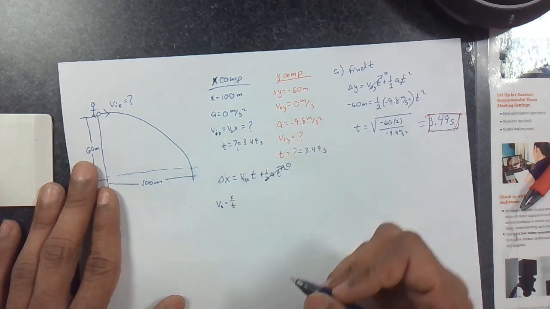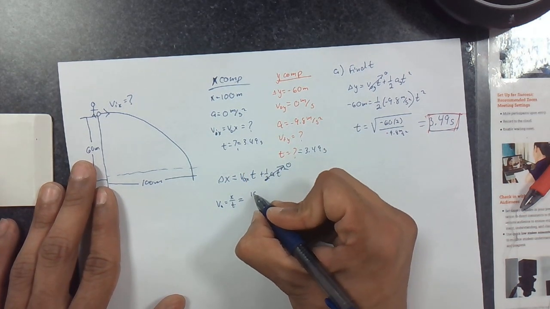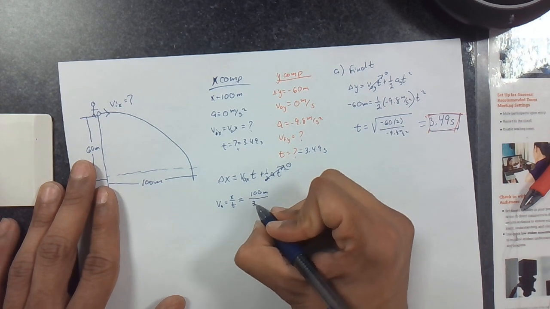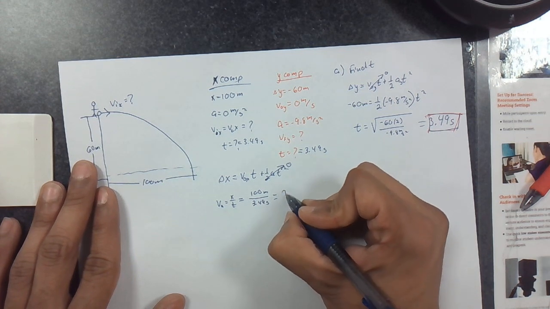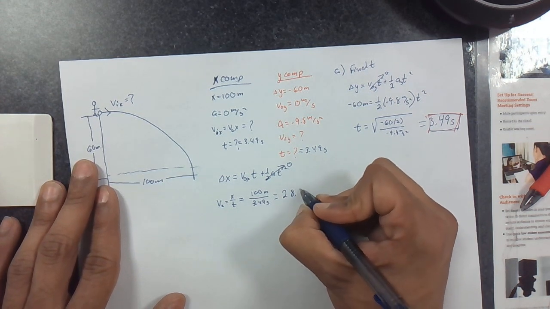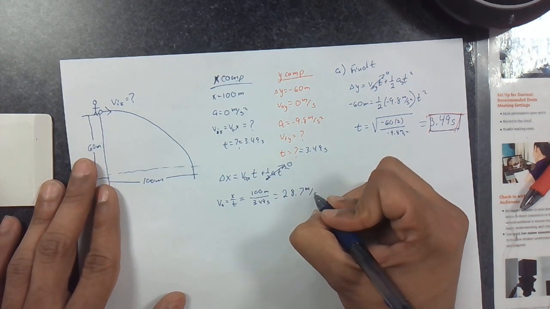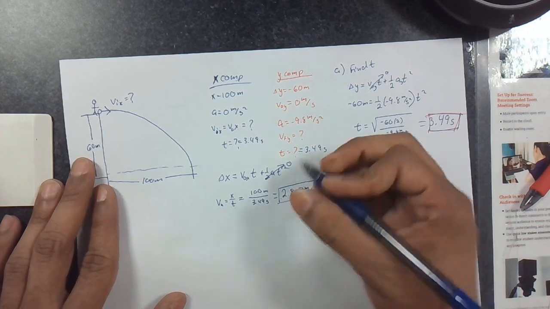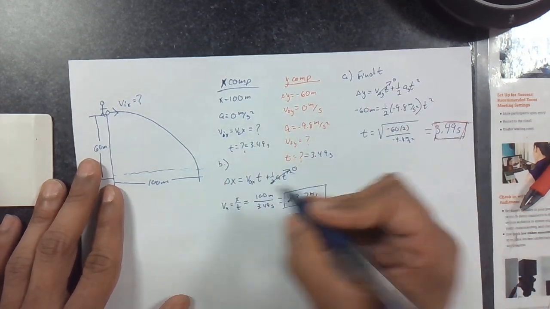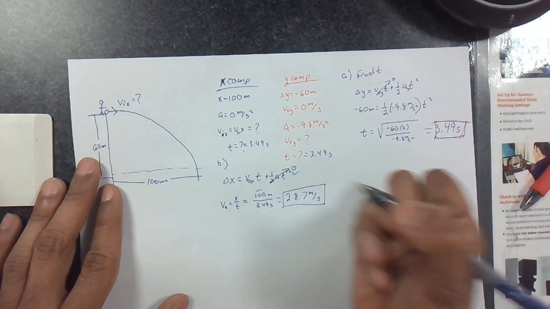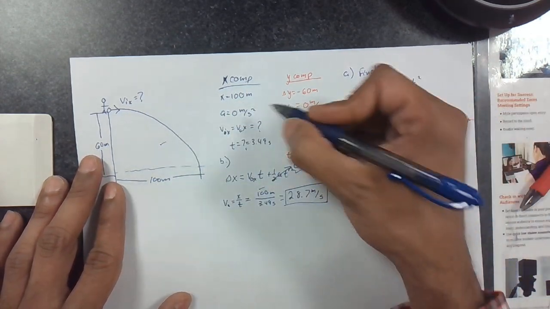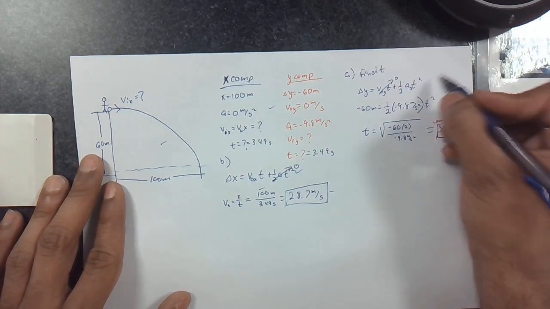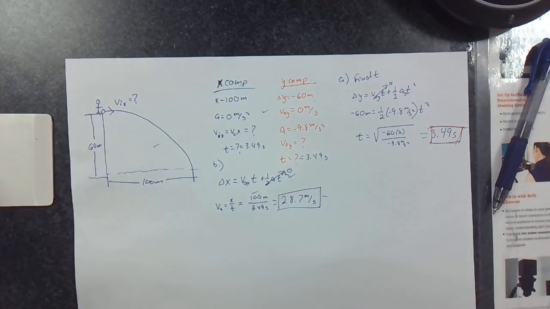So we're looking for our v naught x. We know that it was 100 meters, and it took 3.49 seconds to complete. So that gives us a velocity in the x direction of 28.7 meters per second. There we go. That's part B right there. Picked the correct equation, did the math correctly, and then got the correct answer. Free body diagram. Variables. Same thing with here. All right, so that takes care of part B.